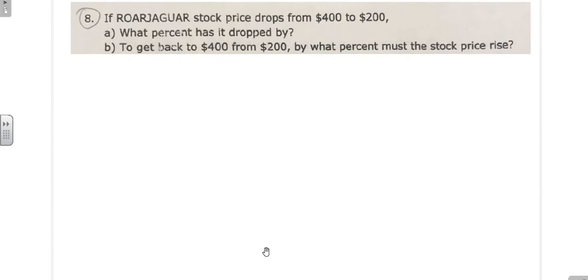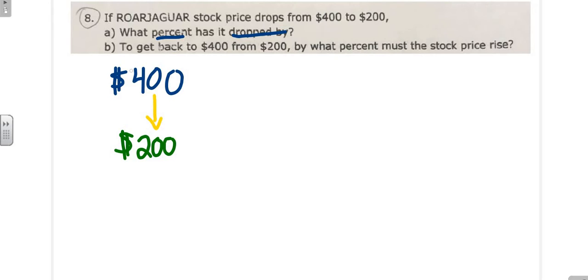Number 8. Okay, if Roar Jaguar stock prices drop from 400 to 200, what percent has it dropped from 400 to 200? Okay, so it's asking what percent did it drop? So from 400 was the original. You went down to 200. So the difference is $200.